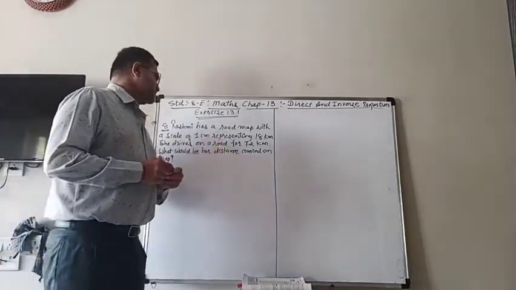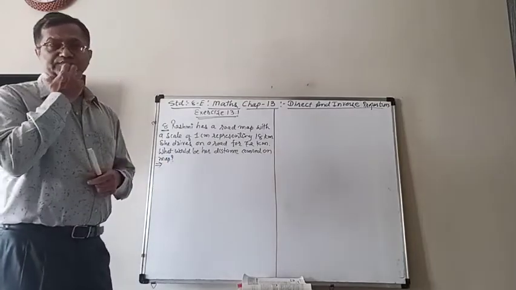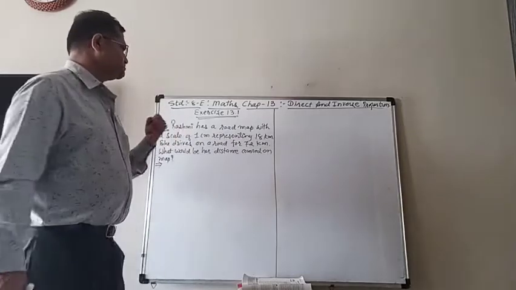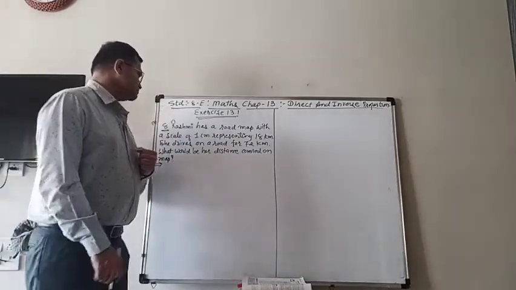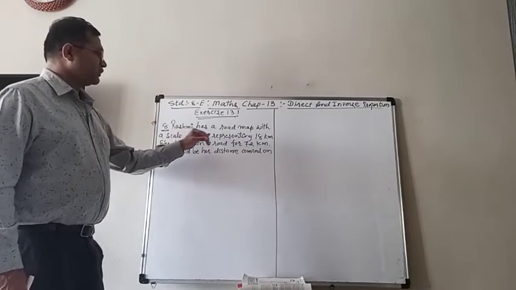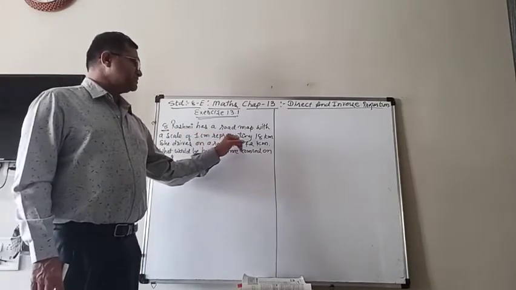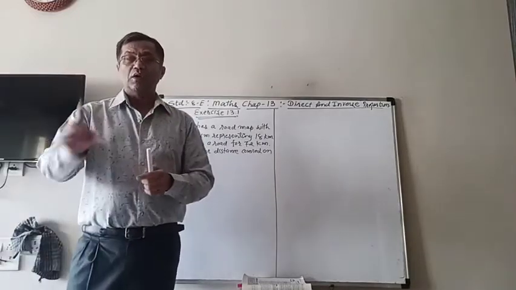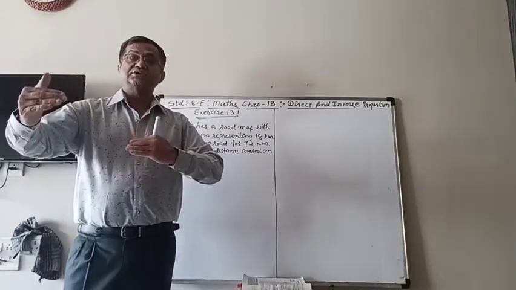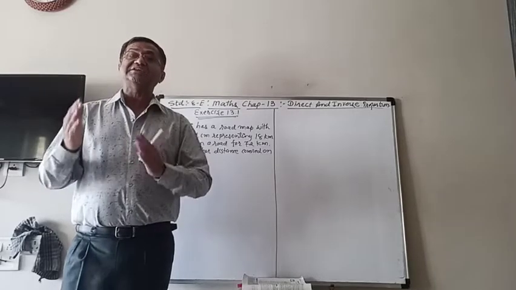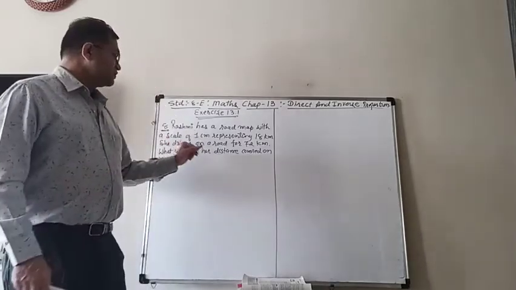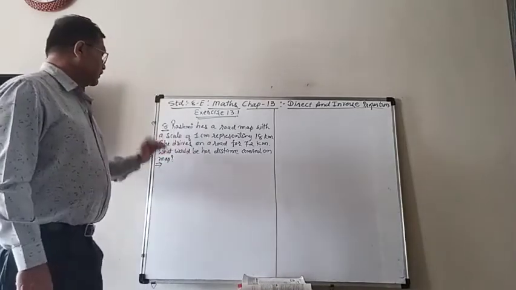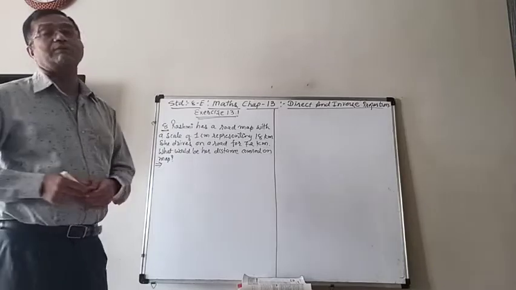We started exercise 13.1. Now we came on question number 8. It said that Rasmi has a road map with a scale of 1 centimeter representing 18 kilometer. Means on the map, if she moves 1 centimeter, it is related to 18 kilometer. Now she drives on a road for 72 kilometer. Then what would be her distance covered on map?